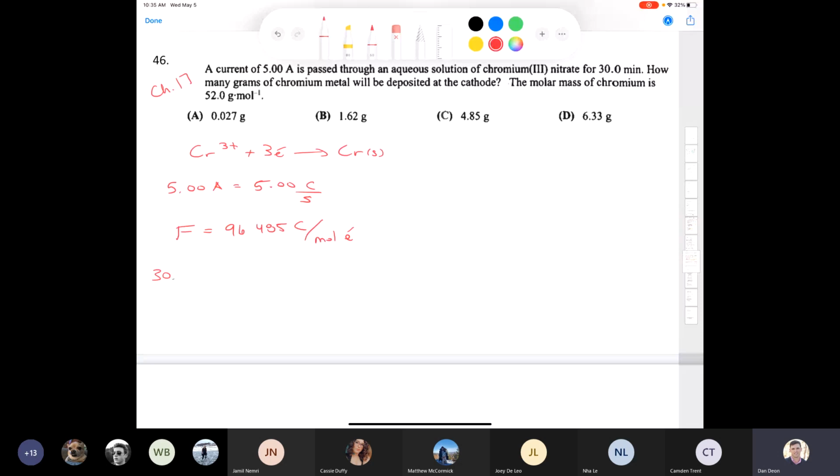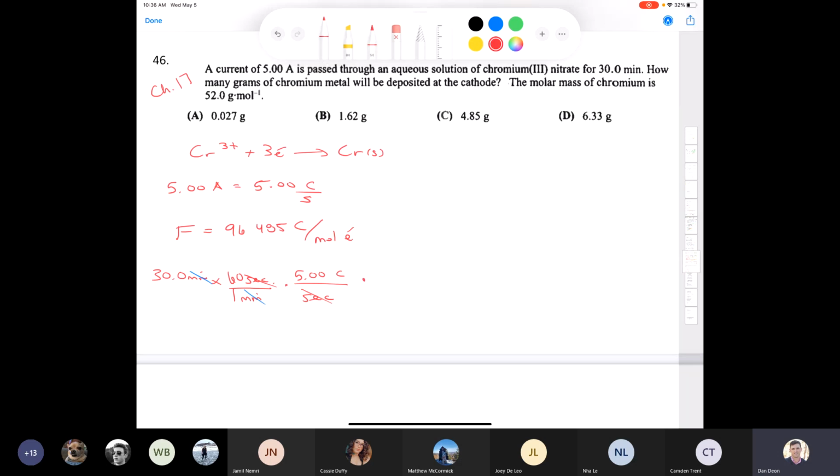Well, we've got 30 minutes is the amount of time that we pass this current. Now, in 1 minute, I have 60 seconds. And since my current is in coulombs per second, I need my time in seconds. So I've figured out the number of seconds. I have the current, which is 5.00 coulombs per second. That means that seconds cancel out. So I know how many coulombs I've used up over the 30 minutes.